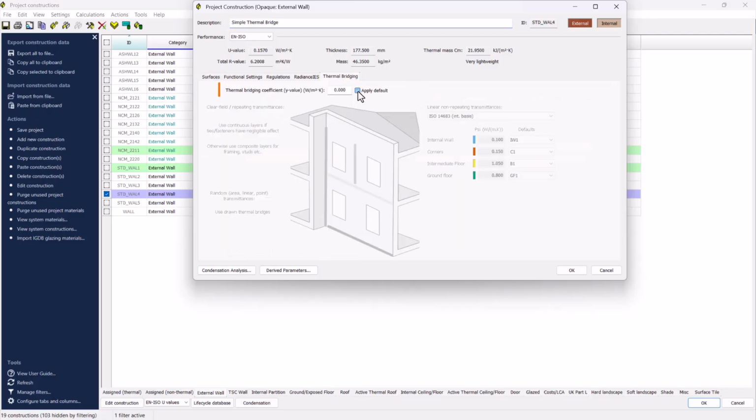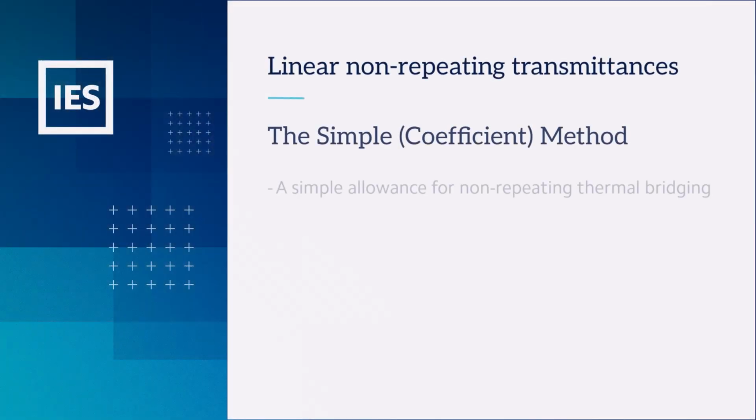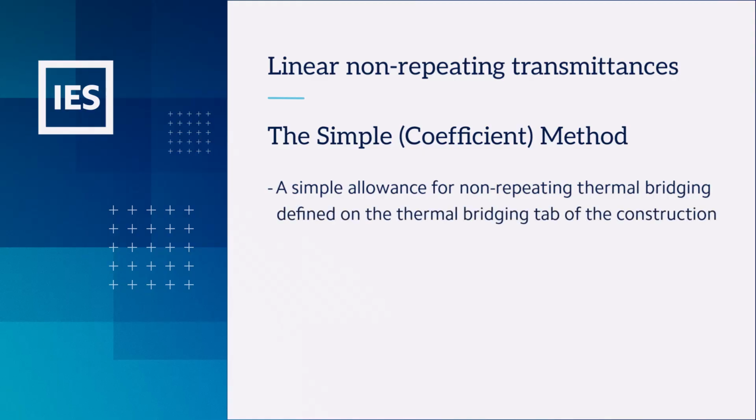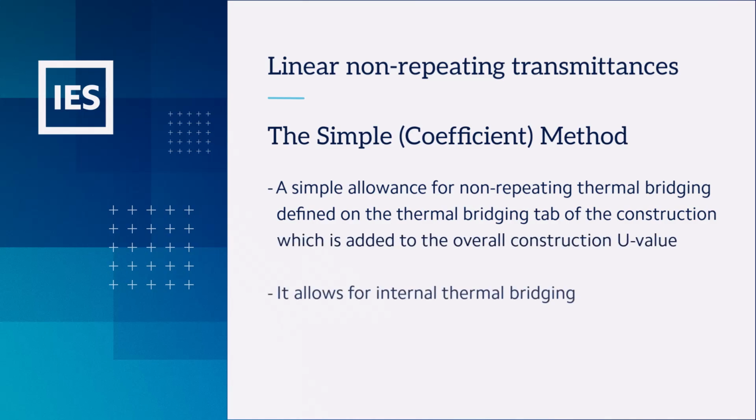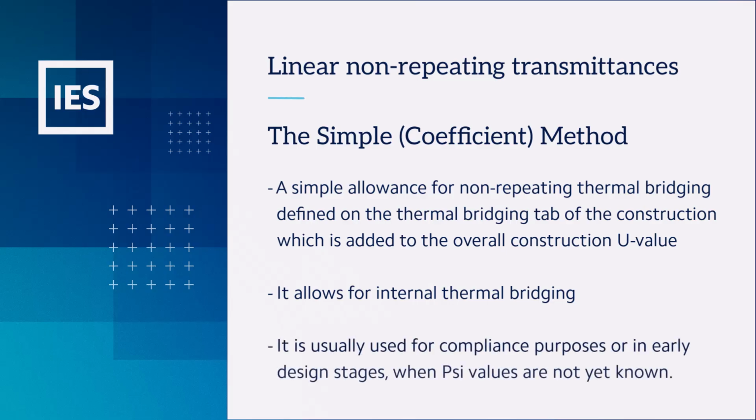The simple method uses an overall coefficient. This is a simple allowance for non-repeating thermal bridging that is defined on the Thermal Bridging tab of the construction. It allows for internal thermal bridging, and it's usually used for compliance purposes or in early design stages when psi values are not yet known.